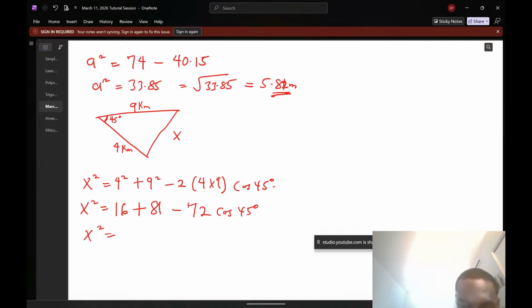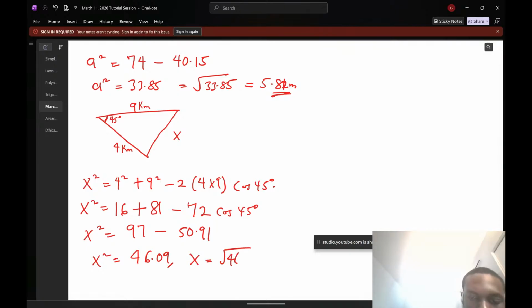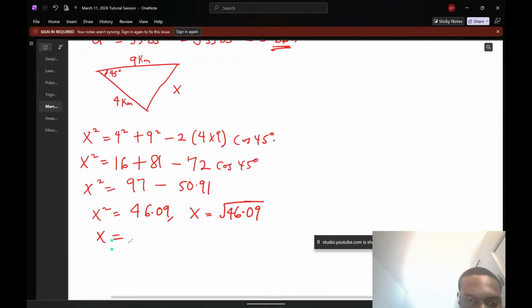So we have 16 plus 81 to be 97. 97 minus 72 cos 45 is 50.91. So X squared is 97 minus 50.91, which is equal to 46.09. So X is equal to the square root of 46.09. The square root of 46.09 is 6.79 kilometers, which is approximately 7 kilometers.